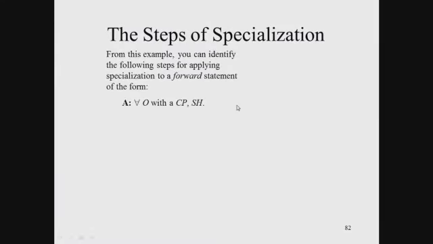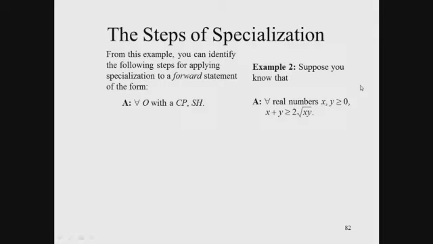Here's another example. You've probably heard this one before. Every man is mortal. Socrates is a man. Therefore, Socrates is mortal. That's specialization. From this example, you can see the following steps for applying specialization to a forward statement in which you know that for every object with a certain property, something happens. Let's use this mathematical example as we go along.